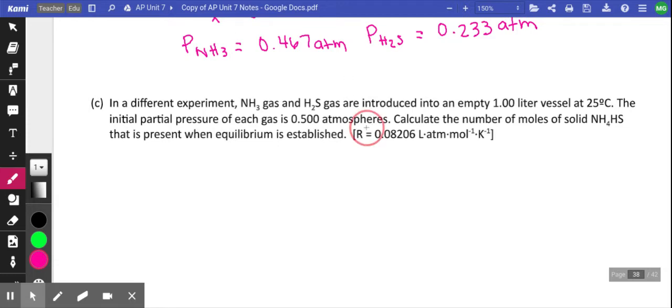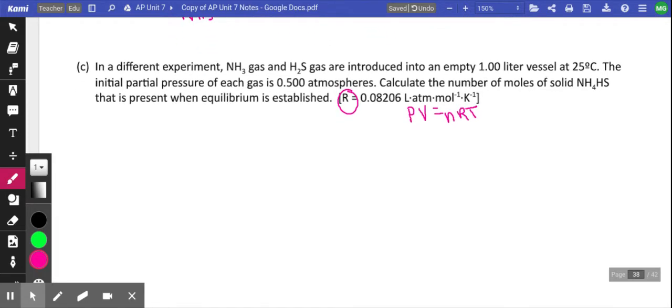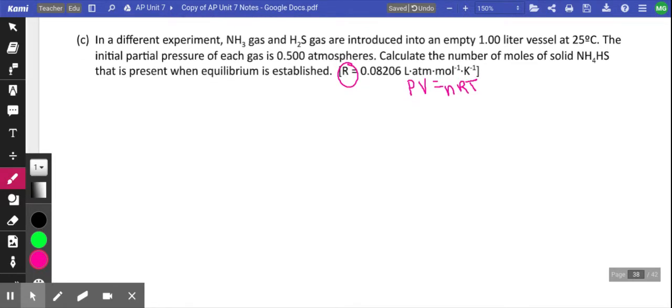The fact that this gives me an R value gives me a hint that I'm probably doing my PV equals nRT at some point in this reaction. So what I need to figure out are the pressures of these gases that actually reacted. And I can look at a little simple stoichiometry here to figure out how many moles of my solid would have reacted, and how many moles of solid are left or are present at equilibrium.